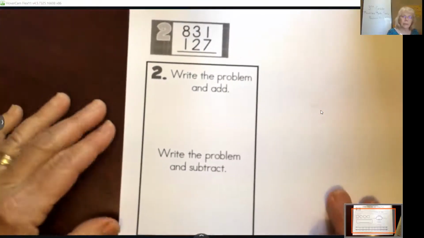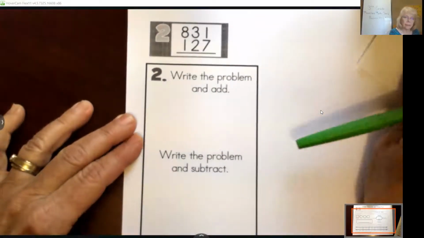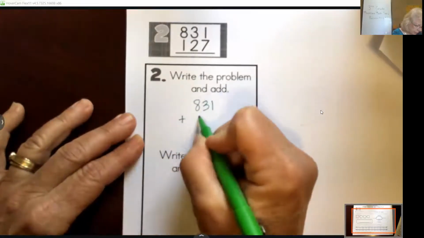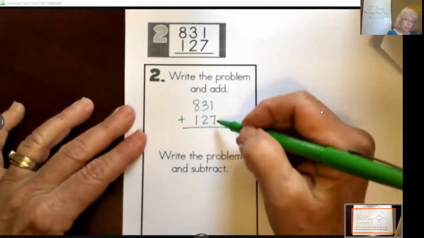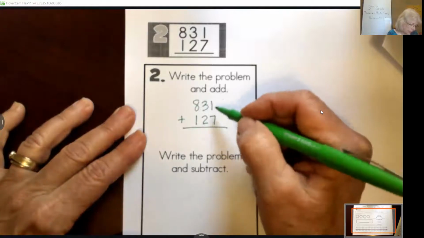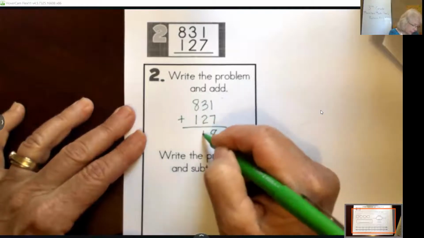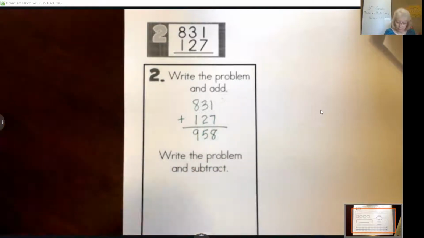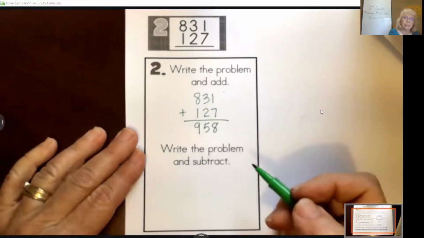This asks us to write the problem and add, and then write the problem and subtract. So let's start with adding. We have 831 plus 127. Right? Going to start on the right-hand side when we do addition or subtraction, always. So we're starting in the ones place and moving to the left. So 1 plus 7 is 8. 3 plus 2 is 5. And 8 plus 1 is 9. So our final answer is 958.